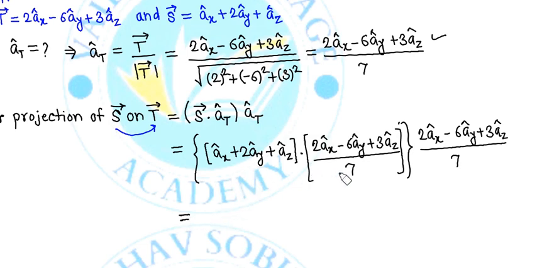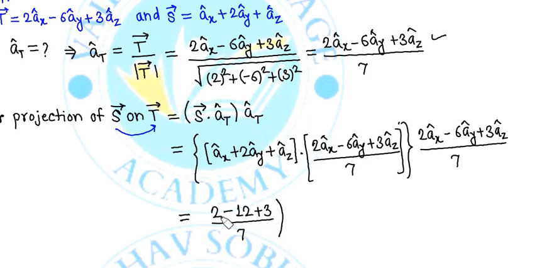So we are going to solve this curly bracket. From the property of dot product, what do we have? ax dot ax equals 1, and the magnitudes: this 1 into 2, we have that value to be 2. Then this 2 into minus 6, that will be minus 12. This 1 into this 3, that will be plus 3, divided by 7.